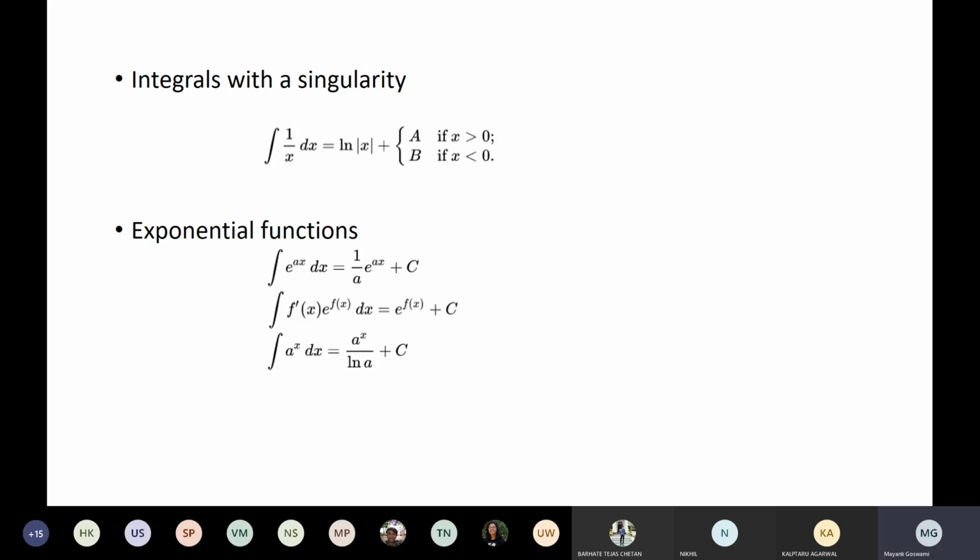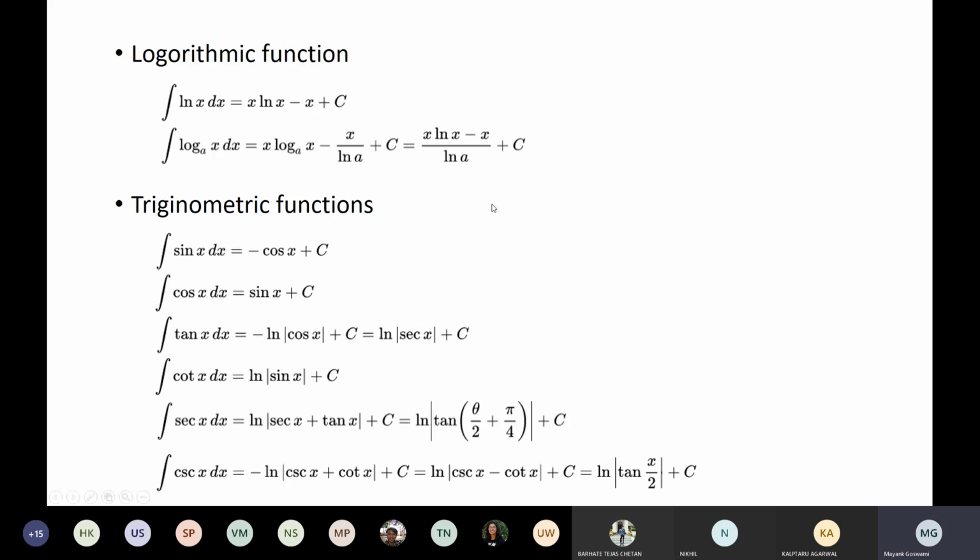You will find that in your class 11-12 book easily. There is another type of function, the logarithmic function, like the integral of ln x dx, which is equal to x ln x minus x plus c, and log base a of x, where a can be 2, 10, or e, which is equal to x ln x minus x over ln a plus c.